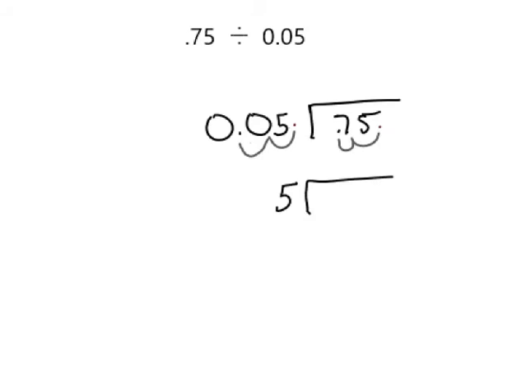In 0.75, the decimal point is not necessary because, again, there are no numbers after the decimal point. So 75 is just a whole number. Therefore, we can remove the decimal point and we have 75.